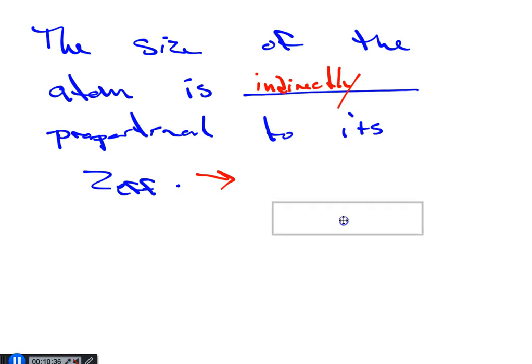It is indirectly proportional, or inversely proportional, to its Zeff. The larger the Zeff, the smaller the atom. If one's big and one's small, that's an inverse relationship. You should know this right here. The size of the atom is indirectly proportional to its Zeff.